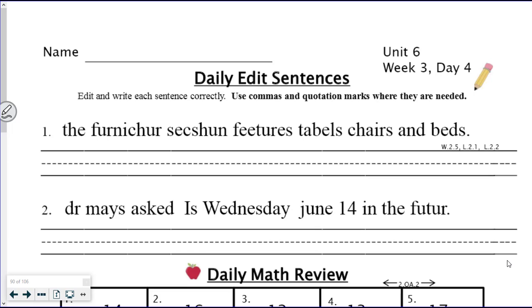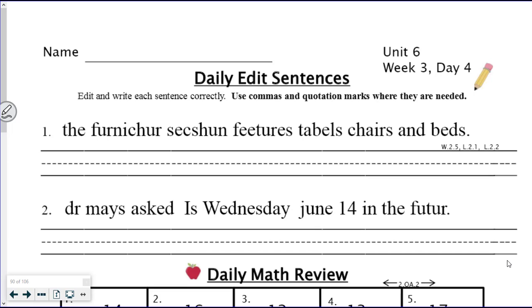Our morning work page today is Unit 6, Week 3, Day 4. The directions say edit and write each sentence correctly. Use commas and quotation marks where they are needed. Number 1, the furniture section features tables, chairs, and beds. Fix it up, rewrite it nice and neat.